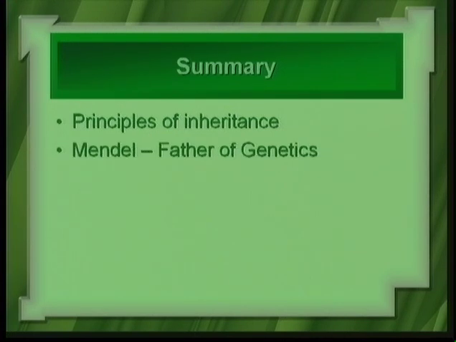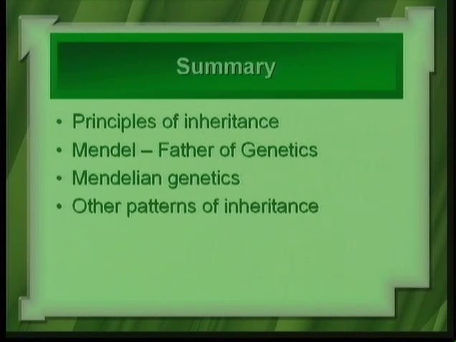All right, anyway, in order to summarize, we covered a lot of ground today, but now we're going to summarize a little bit of what we've done. I know it's a lot, but you will learn this. First of all, we went through a little bit about the principles of inheritance. We talked about the father of genetics, Gregor Mendel. Amazing, amazing man. We also talked about Mendelian genetics, what we call classical genetics, as well as some of its offshoots and developments. And we also talked about other patterns of inheritance.